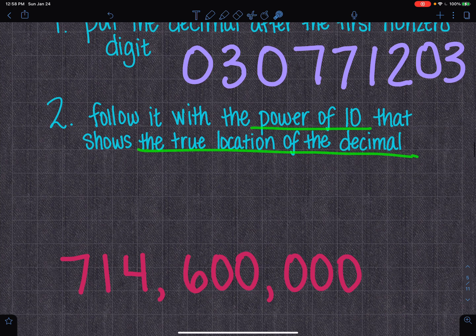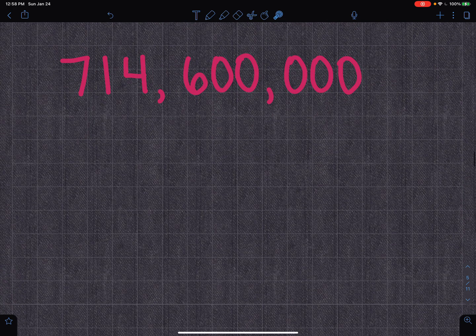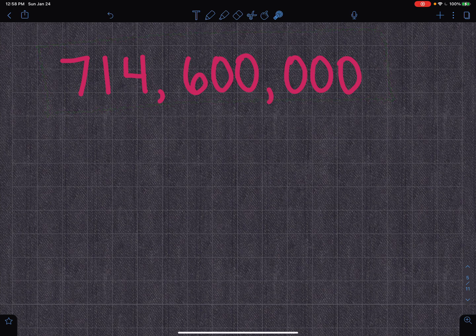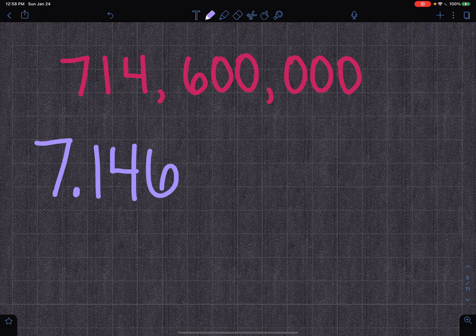All right, so let's do it with this number. So this is a super humongo number. We don't want to have to do math with that, and we don't want to have to write that lots of times. So let's write it in scientific notation. The first step is to figure out where the decimal should go. Okay, after the first non-zero number, so that's going to be here. So what we really want it to be is 7.146. And this is going to be 7.146 times 10 to the something.